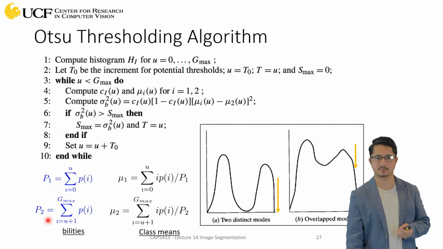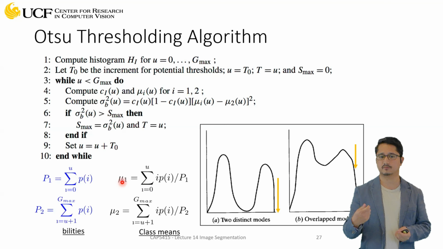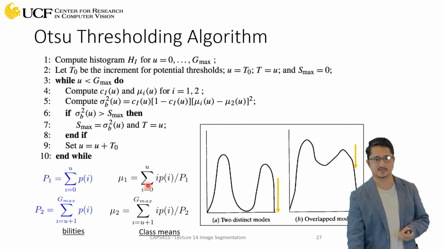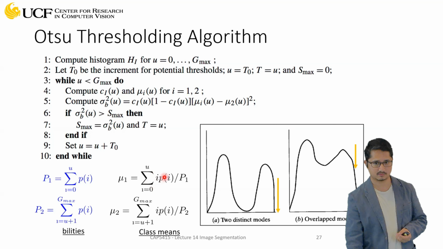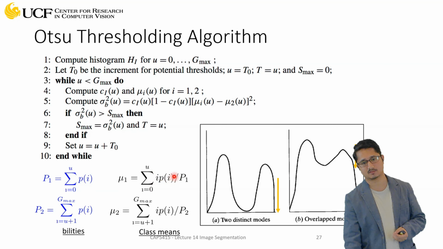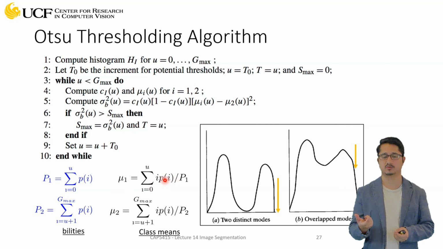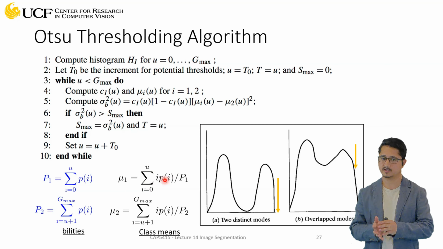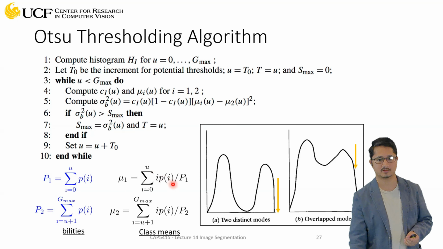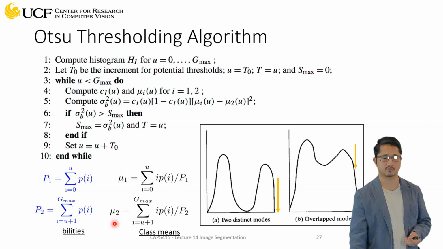Now, once you have P1 and P2, you can easily compute mu1 and mu2 as well. Mu1 is just the mean of all the intensities. Basically, we take the actual intensity value and multiply it by how many such pixels we have. We sum all those and then divide by the total probability. That's going to give you the mean. Similarly, you can compute the mean for the second class, which is the background class. So these are simple formulas.